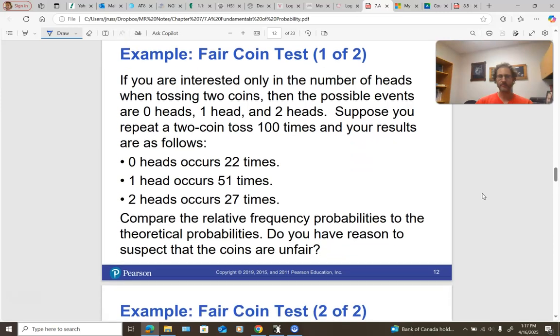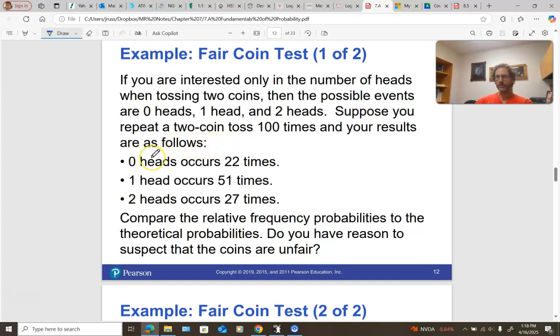All right, so let's look at this. It says if you're interested only in the number of heads when tossing two coins, then the possible events are, and we've seen these before, that you could toss two coins and not get any heads, that you could get exactly one head and one tail, or that you could get exactly two heads. They both come up heads. So suppose you repeat a two-coin toss 100 times. This is what I'm talking about.